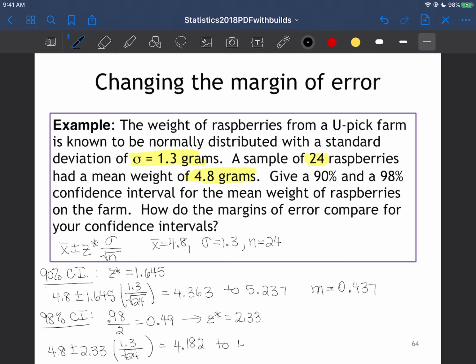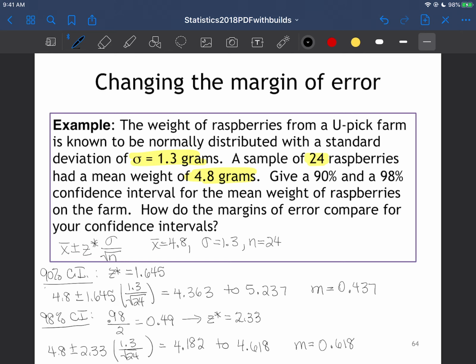I get 4.618. And what is my margin of error? Well, my margin of error, again, is the part that I'm adding and subtracting. So I'm going to plug in 2.33 times 1.3 divided by the square root of 24. And I get 0.618.